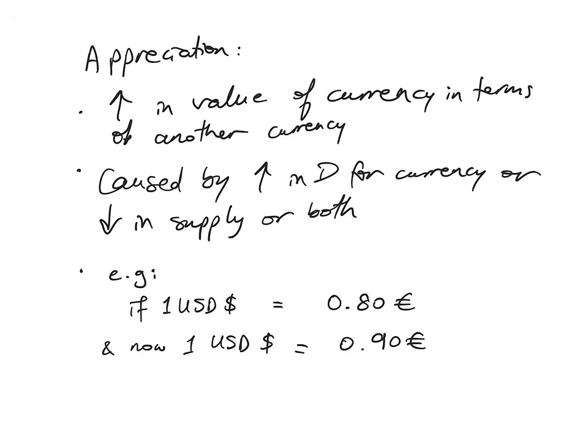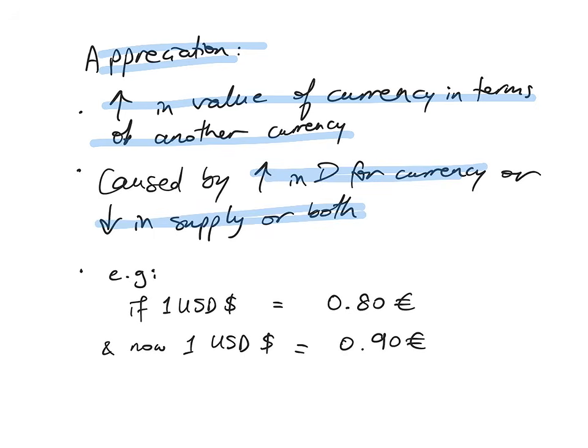So some key terms we have to define. Appreciation is an increase in the value of a currency in terms of another currency. It is caused either by an increase in the demand for that currency or a fall in the supply of that currency, or both. So for example, if one US dollar used to be 0.8 euros, 80 cents, and now one US dollar is worth 0.9, that means the US dollar is now more expensive for Europeans. Its value has appreciated.